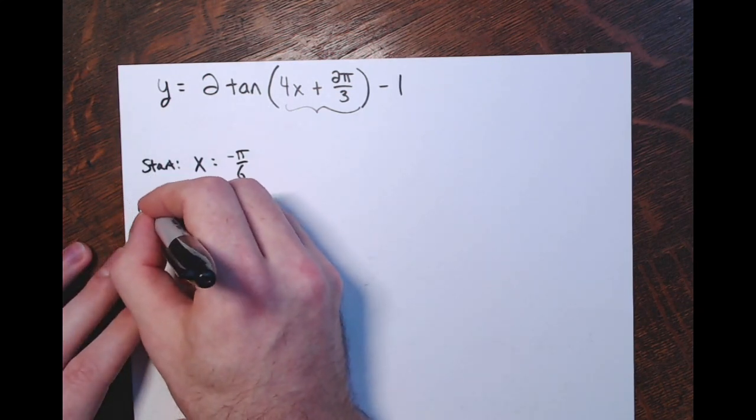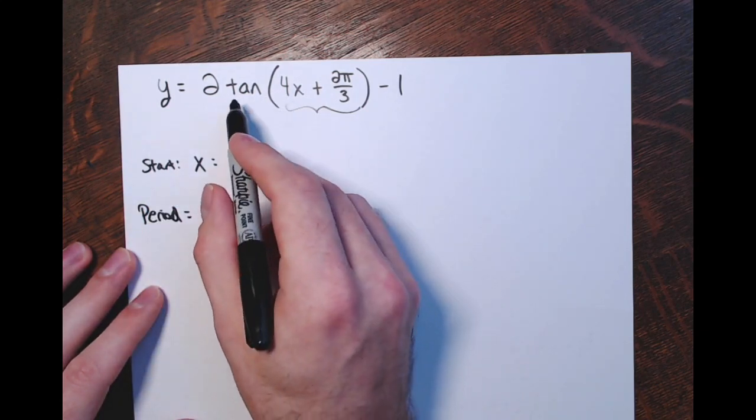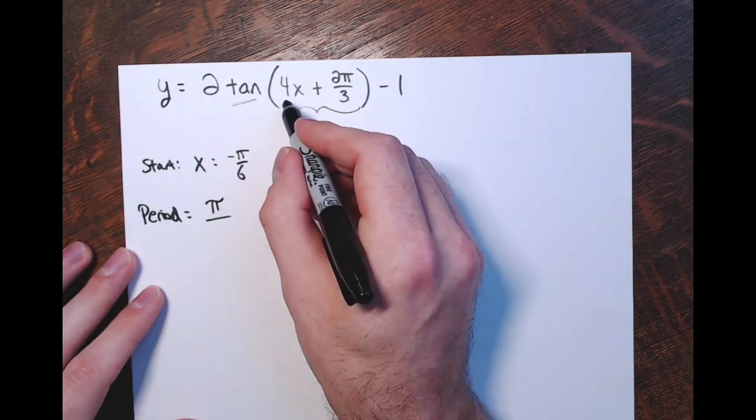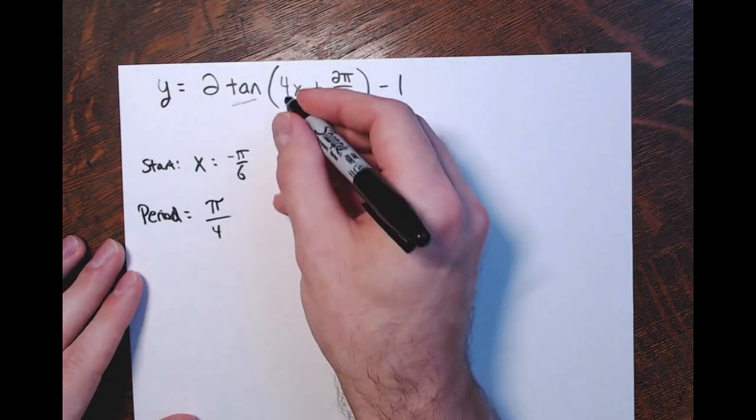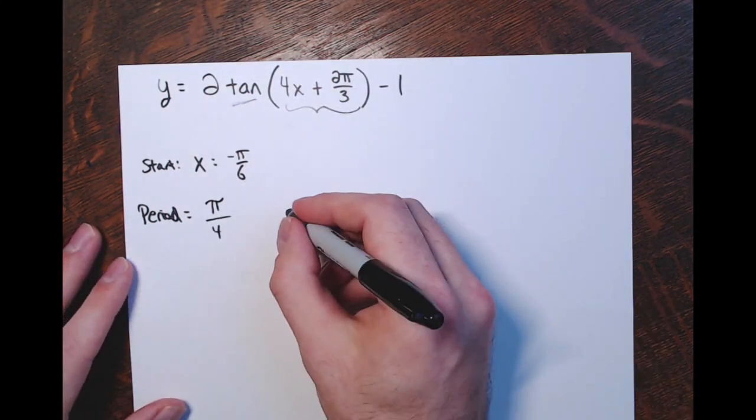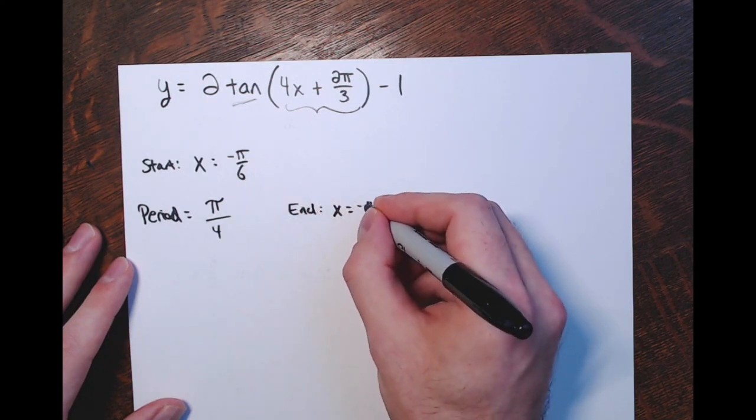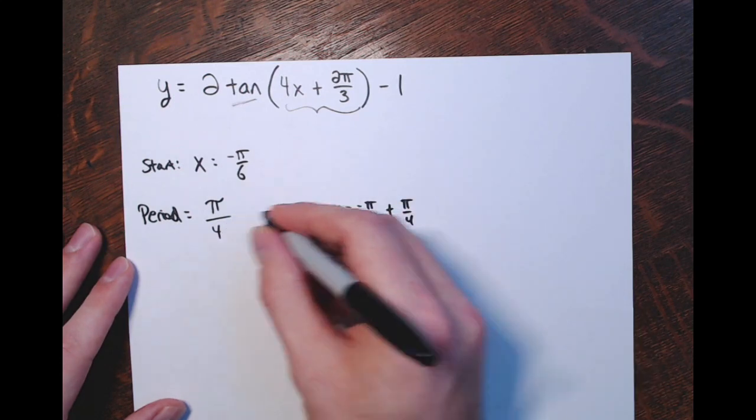The period of this function will be pi, again, it's tangent, so I'm taking pi, not 2 pi, and dividing by the number times the x, the positive number, and it's positive 4. If it were negative 4, you'd still divide by positive 4, right? So the period's pi over 4. So I'm going to end the first cycle I draw at negative pi over 6, where I started, plus pi over 4, plus 1 period.